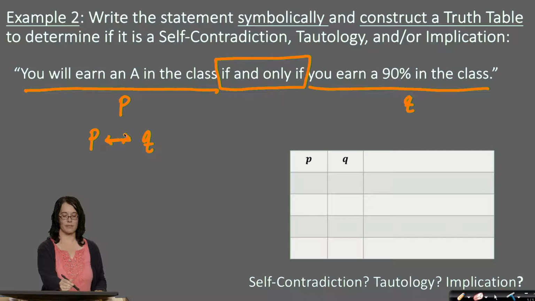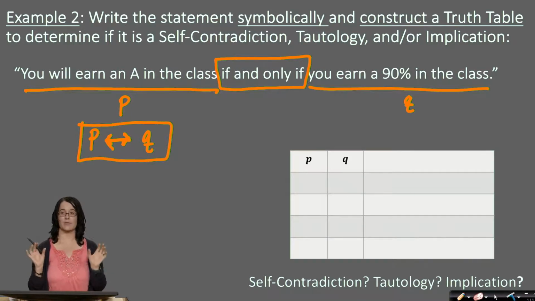Now this is a skinny double arrow. We're going to learn more about the fat double arrow in a future video. But this is just one line with two arrows at the end. Okay, so if and only if is the connective here. P happens if and only if Q happens. So if P happens, Q follows. If Q happens, P follows. Okay, so let's see if this statement is a self-contradiction, a tautology, or an implication, or none of them.